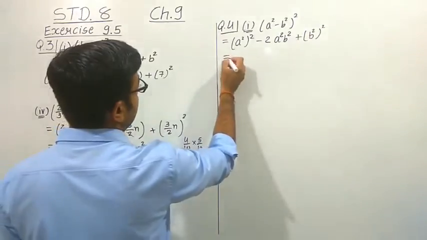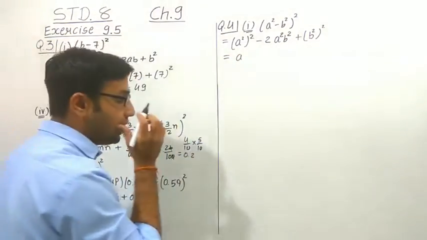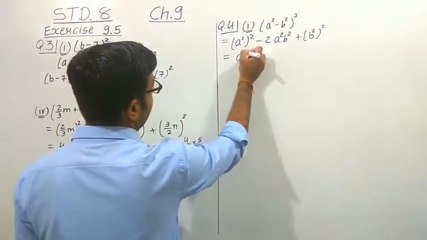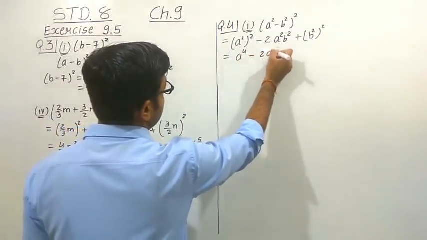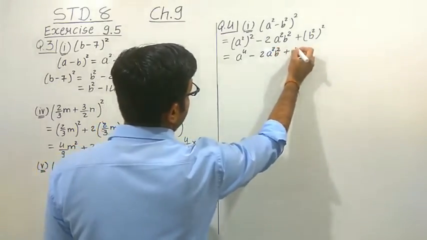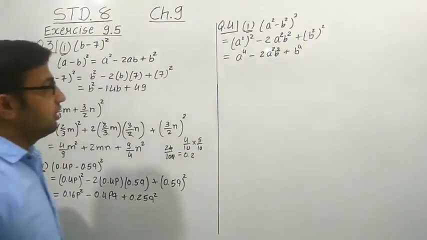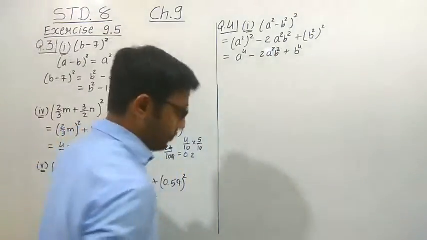Okay, now for further simplification, a raised to power 2 into 2 is a to the power 4, minus 2a square b square, plus b raised to power 4, right? So this is our simplification of this sub question number 1.